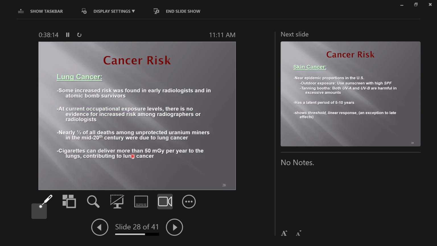Okay. Let's talk about a couple of different cancers, and this is semi-specific because there are obviously much more specific types of lung cancers. But let's just lump lung cancer into one category. So lung cancer, cancer of the parenchyma of the lungs, the lung tissue. We say some increased risk of developing lung cancer was found in early radiologists and atomic bomb survivors.